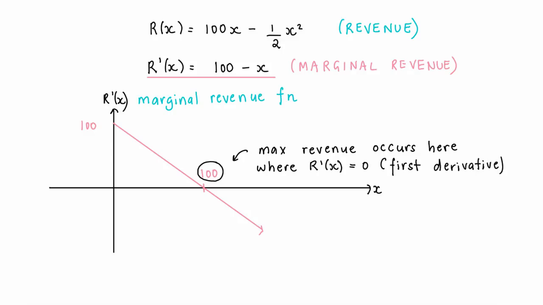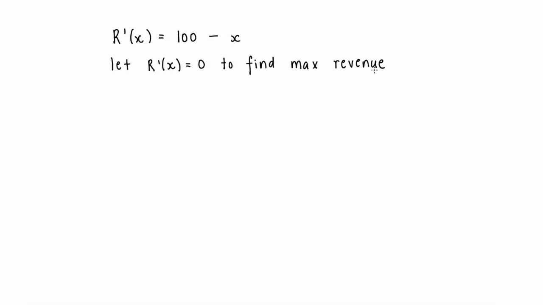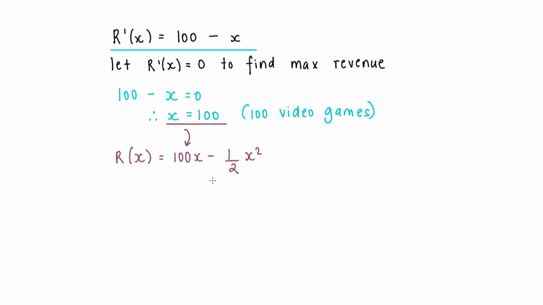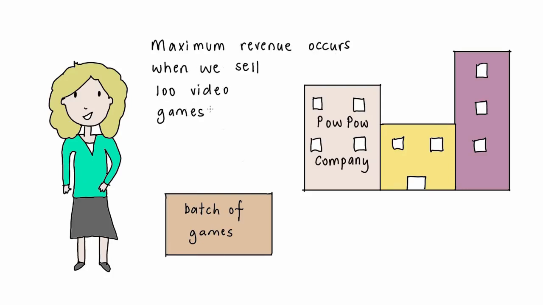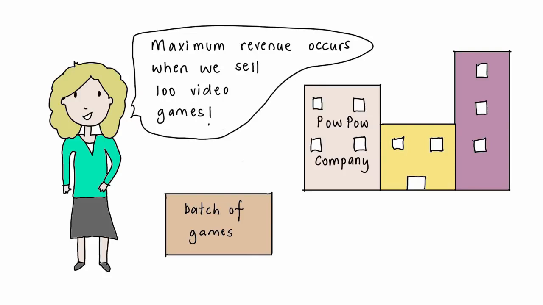If we find the maximum revenue from the first derivative algebraically, we need to let the first derivative equal 0 to find the maximum x point, or maximum number of video games first. Letting R'(x) equal 0, we get 100 minus x equals 0, and solving this, x equals 100. Substituting x equals 100 back into the revenue equation to find the actual revenue for PowPow, your revenue is R(100), which equals 100 times 100, minus a half times 100 squared, which equals $5,000. This means that the production level resulting in maximum revenue occurs when the number of video games sold is 100, resulting in a total revenue of $5,000.